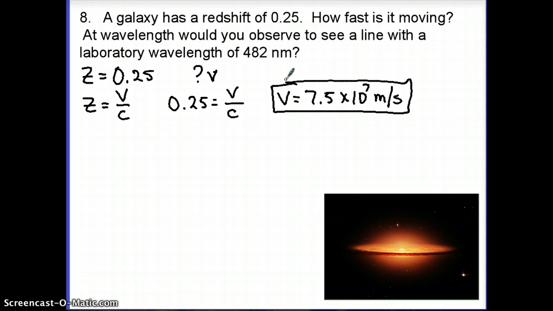Then it says, at what wavelength would you observe to see a line, this is like a spectral line, with a laboratory wavelength of 482 nanometers. So this is some spectral line, like of hydrogen. It's not H alpha, but it's one of those wavelengths. So we know, because of our study of spectra, we know what wavelengths we're supposed to see. But it's not going to be at 482 because it's shifted. So what we're looking for is the observed value, which is just plain lambda, knowing that lambda naught is 482.